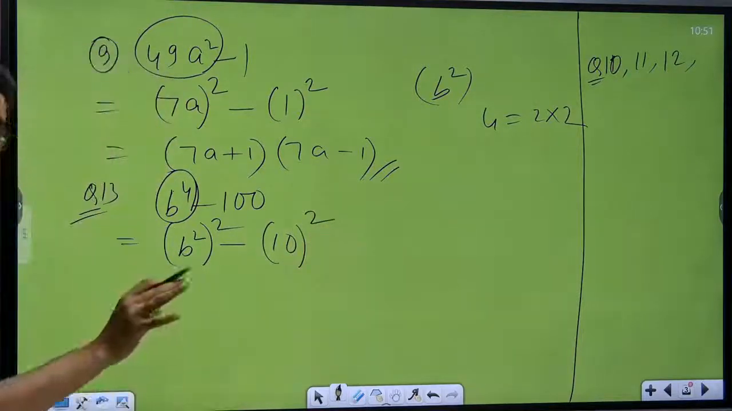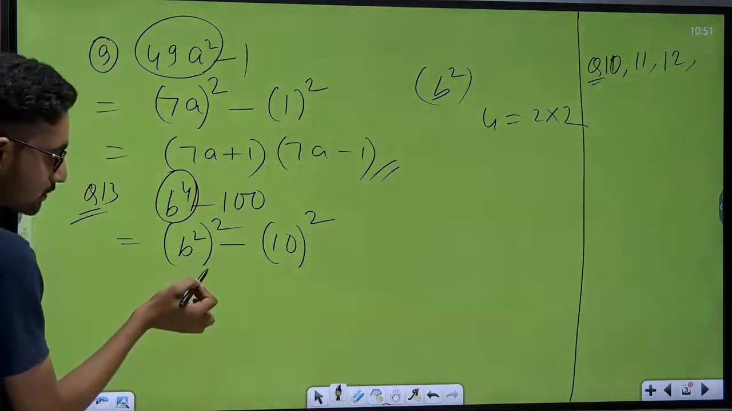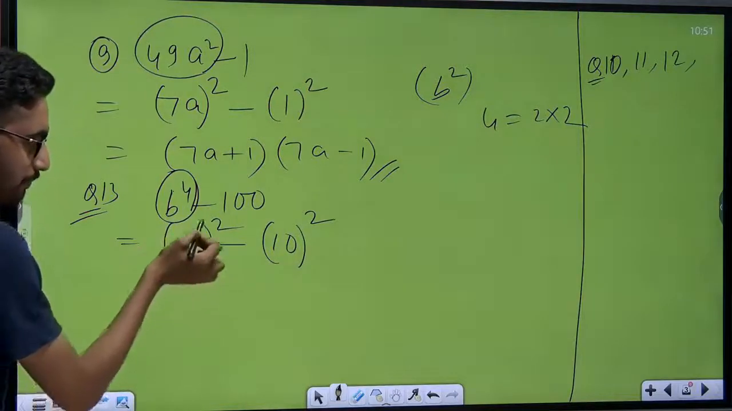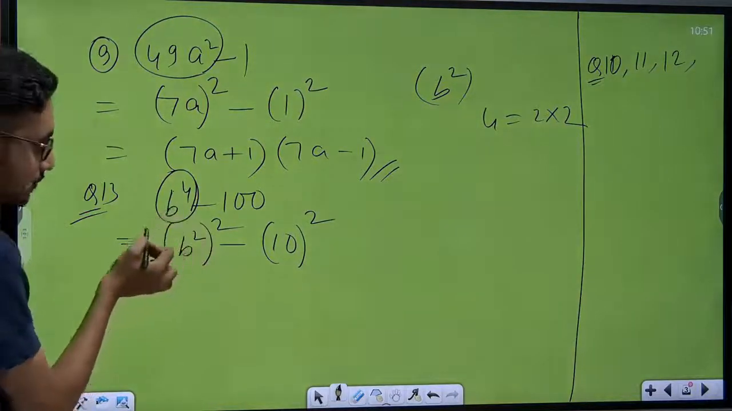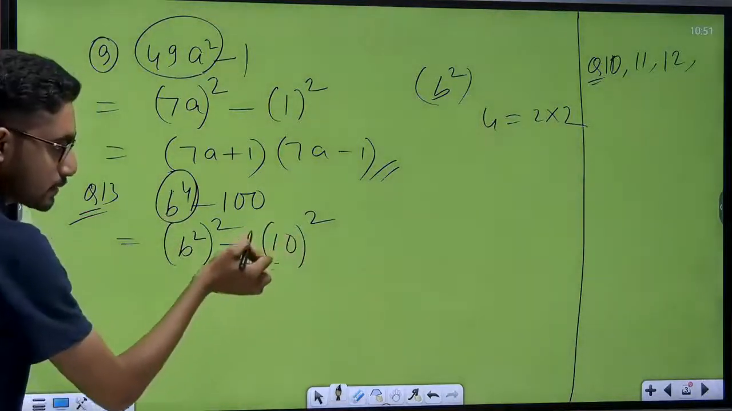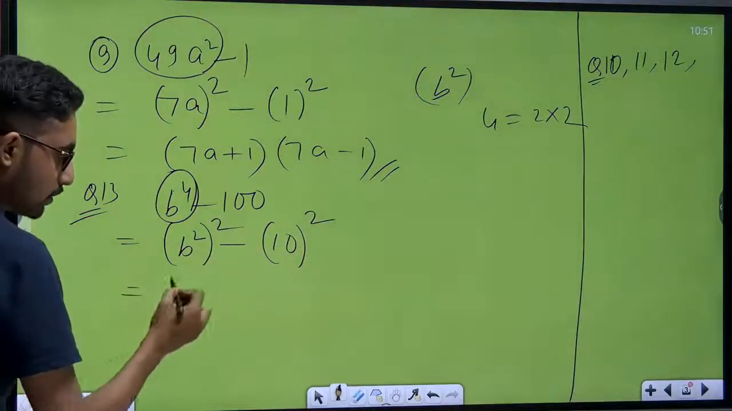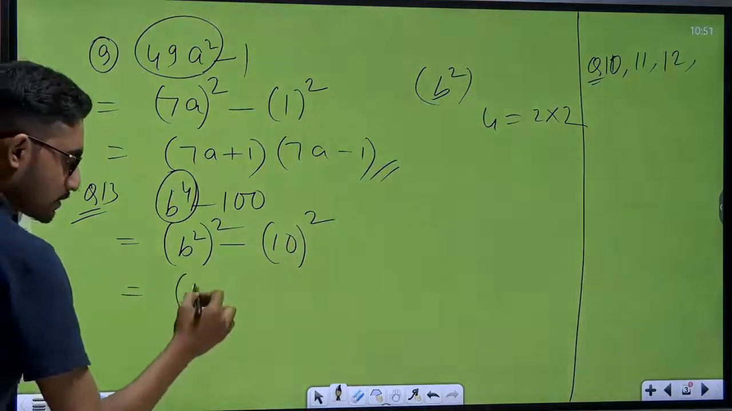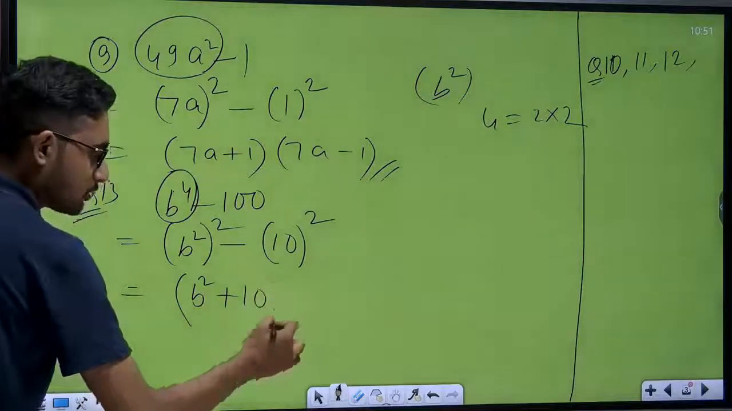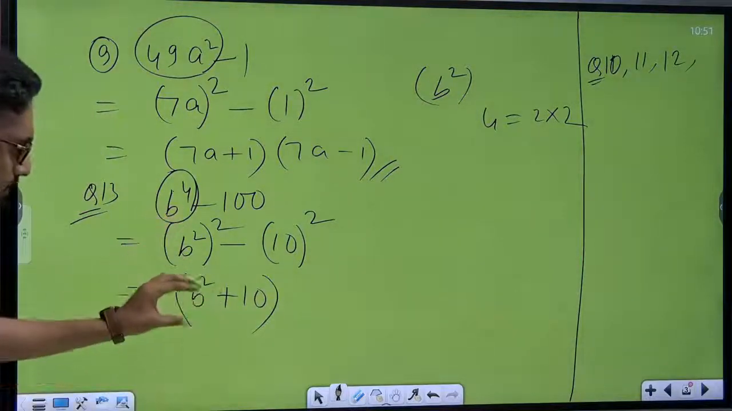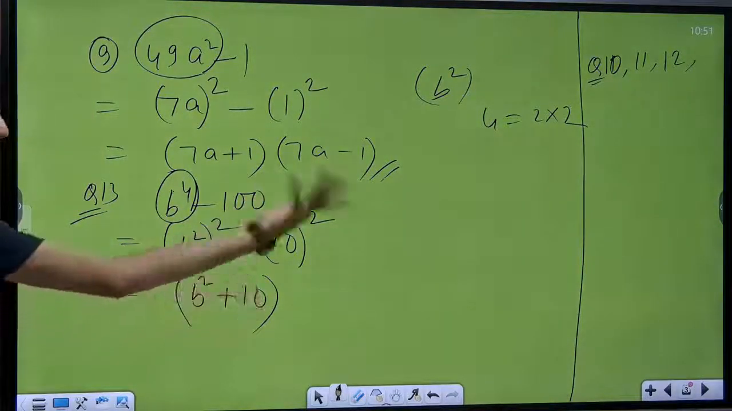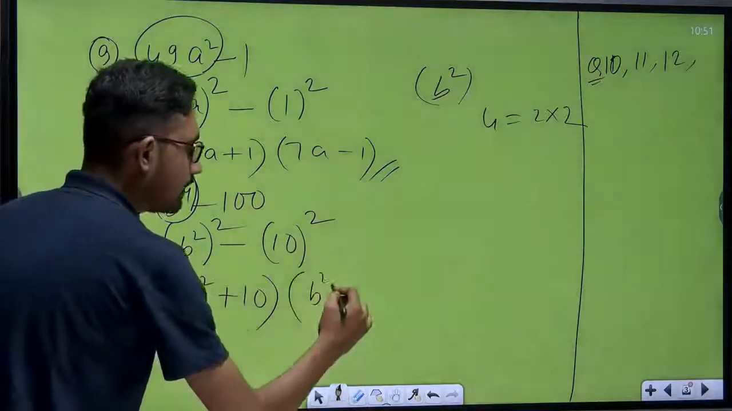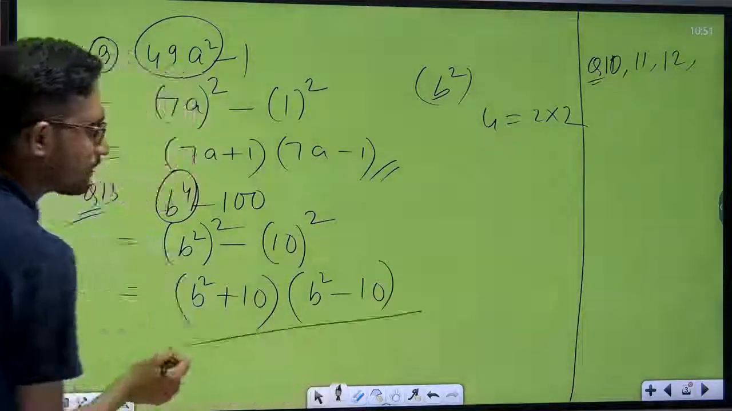So in this format we will write b square is equal to a, yes, b square is equal to a and 10 is equal to b. Then write (b square plus 10). Actually क्या होता है इसमें? First number plus second number. Again in another bracket, first number minus second number. That is the same easy thing.